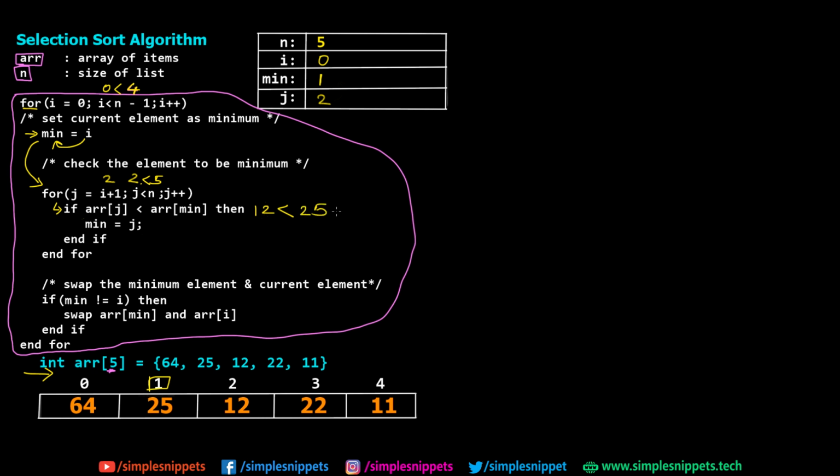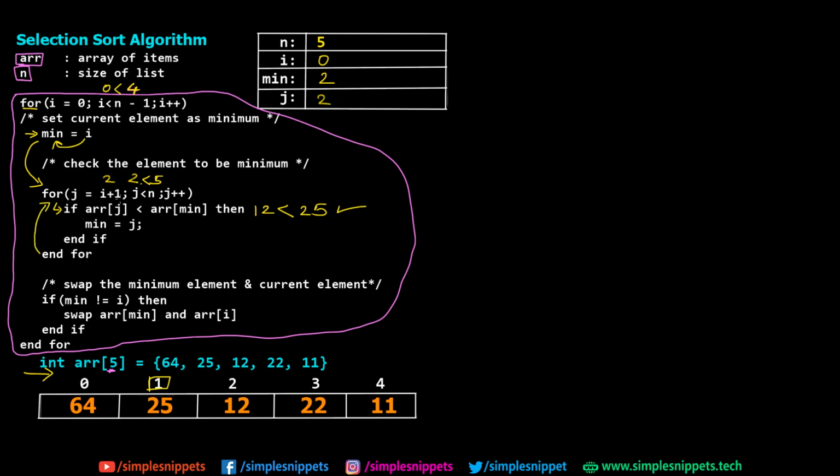So is 12 less than 25? True. So again we will update the min value, and now the min value becomes equal to j. What is j? 2. So min value also becomes 2. Let me update it over here. We come outside the if block, we come at the end of the for loop, and we again go to the start.